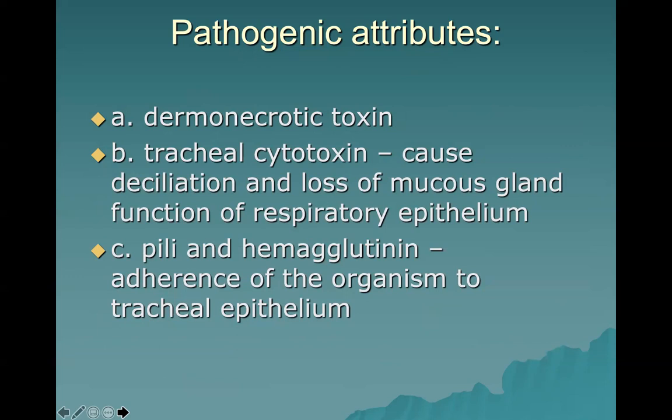What are the pathogenic attributes or virulence factors of Bordetella avium? One is the dermonecrotic toxin, which is also present in Bordetella bronchoseptica. Tracheal cytotoxin causes deciliation and loss of mucous gland function of respiratory epithelium. The presence of pili and hemagglutinin helps the organism adhere to the tracheal epithelium.